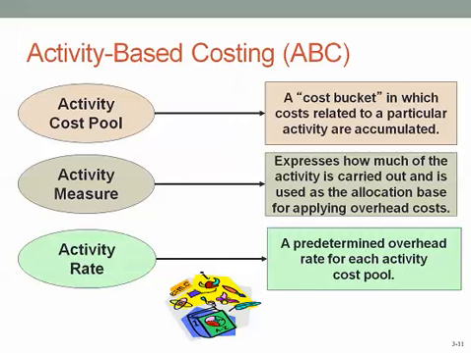So instead of having one predetermined overhead rate, in activity-based costing we will have multiple predetermined overhead rates. And again, we'll call those activity rates, but they're calculated in the exact same way. We're taking an estimated cost and dividing it by some estimated level of activity.